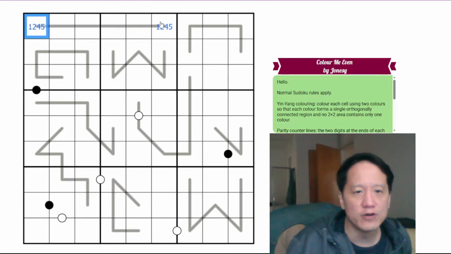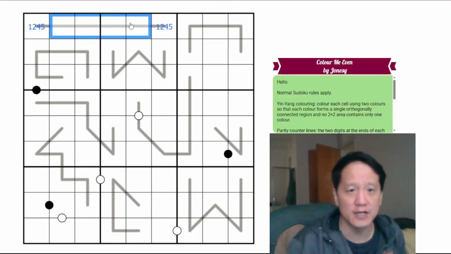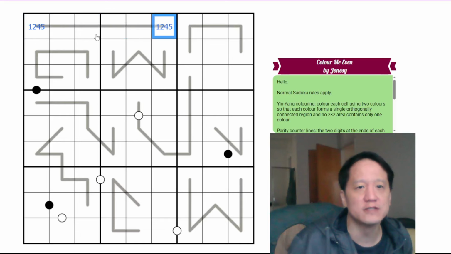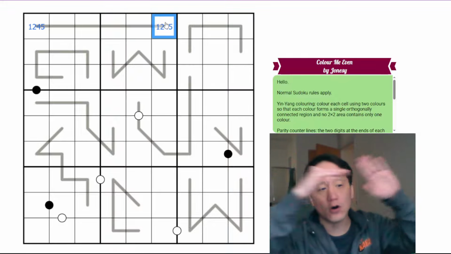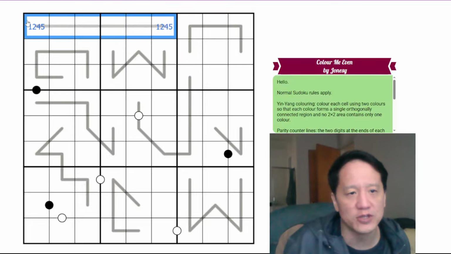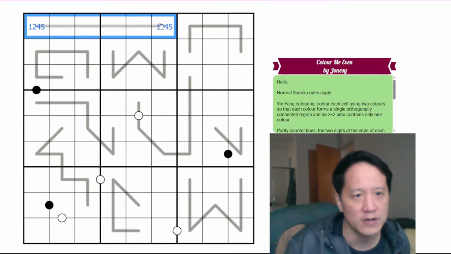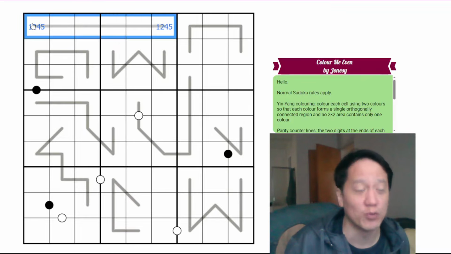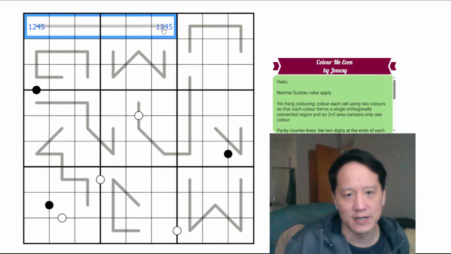So this has to be 1, 5, or 2, 4, so they have to swap colors once and then swap colors again, because these are going to be the same parity, right? It's either 1 and 5, which are both odd, or 2 and 4, which are both even. And since you can't have all odd digits or all even digits on this line, you're going to have to swap from even to odd, then back to even, or swap from odd to even and back to odd here.